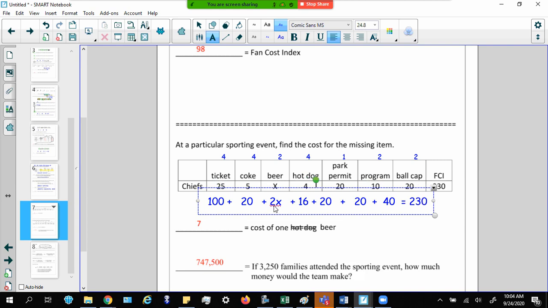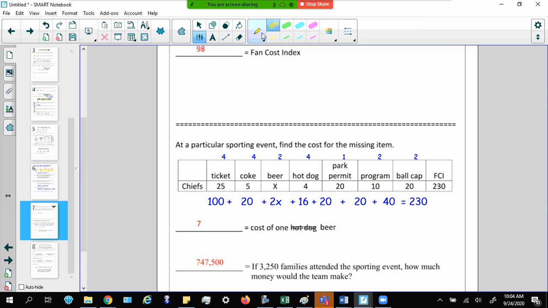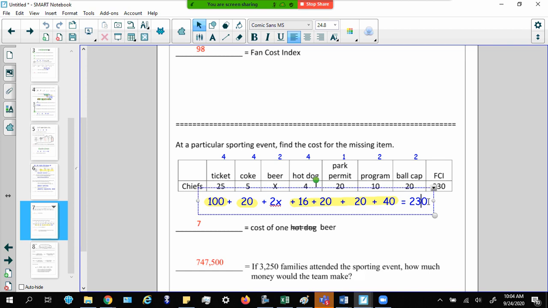And then I'm going to combine like terms, everything that does not have a variable. The bell's about to ring, so you're hearing the bell. It's going to be 2x plus 120 plus 16 plus 40 plus 40, which gives me 216. So 2x plus 216 is equal to 230.